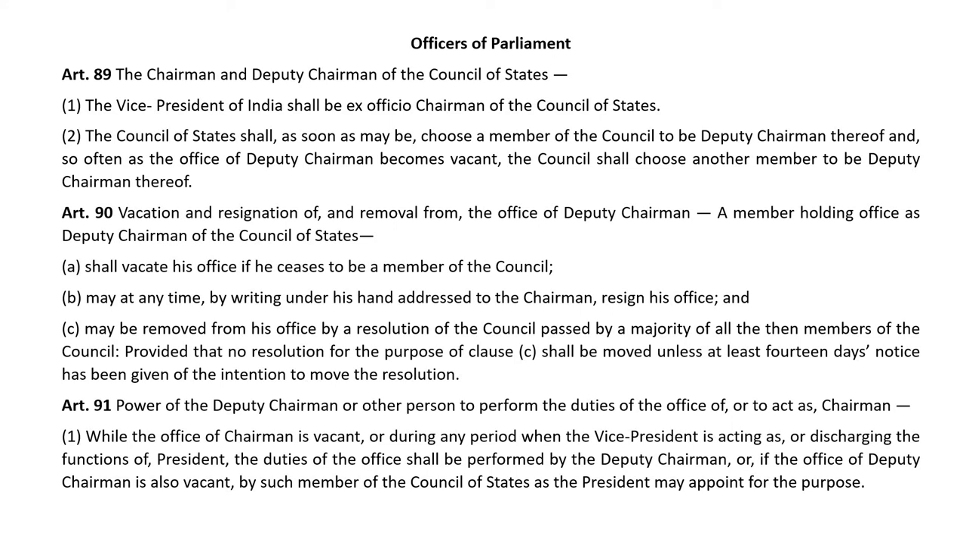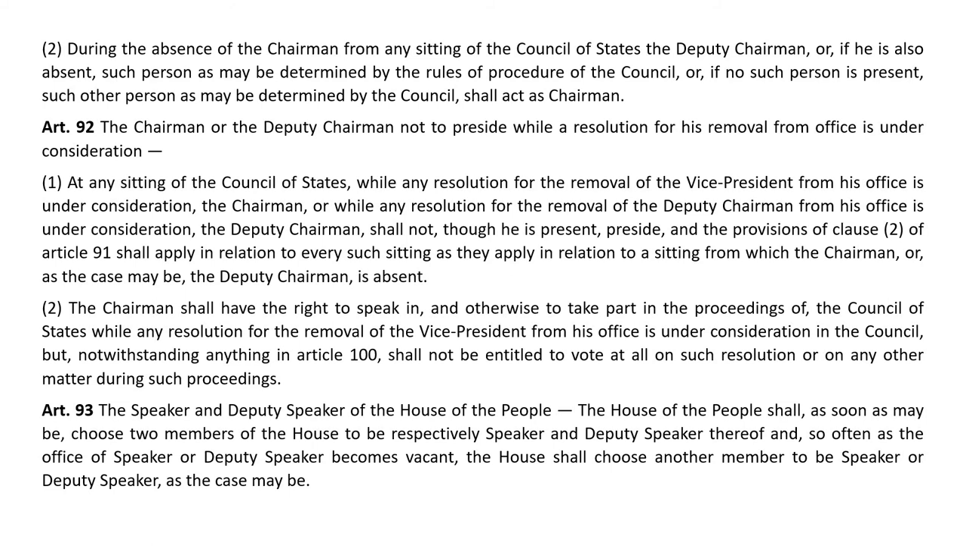During the absence of the chairman from any sitting of the Council of States, the deputy chairman, or if he is also absent, such person as may be determined by the rules of procedure of the Council, or if no such person is present, such other person as may be determined by the Council shall act as chairman.